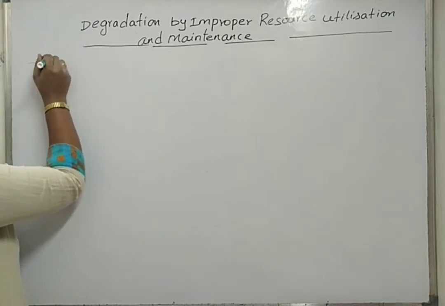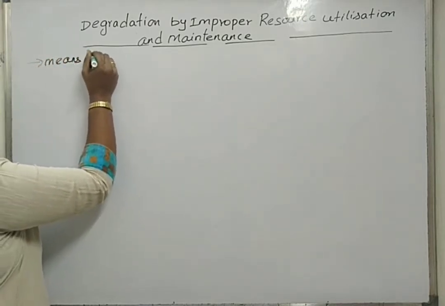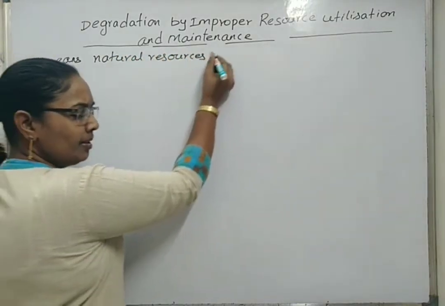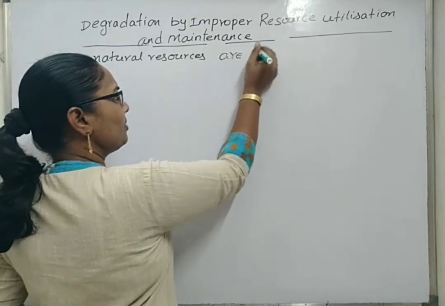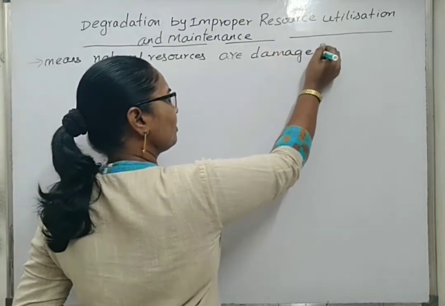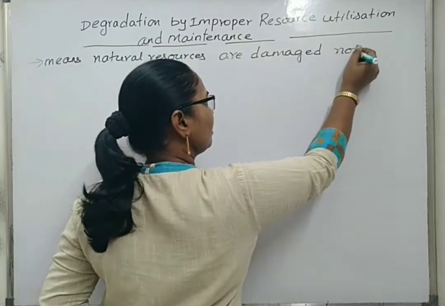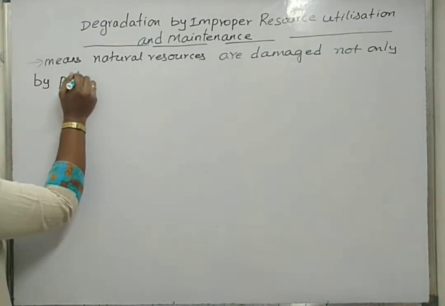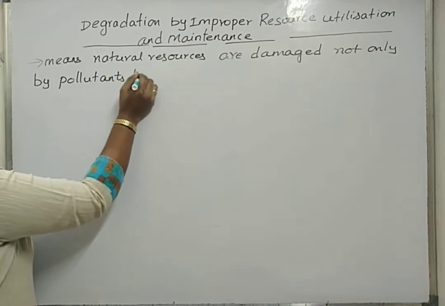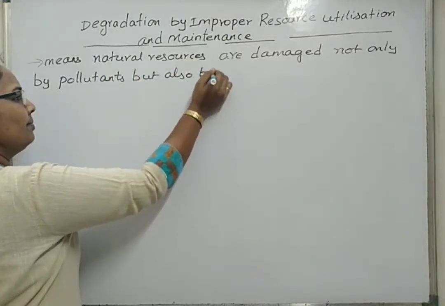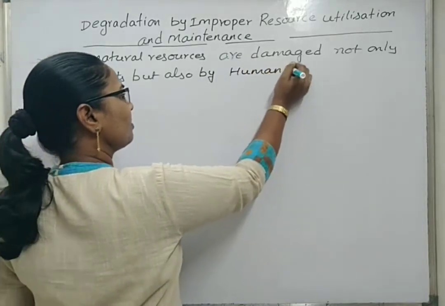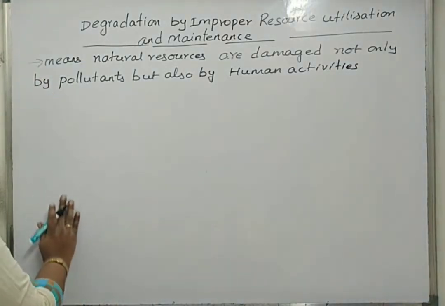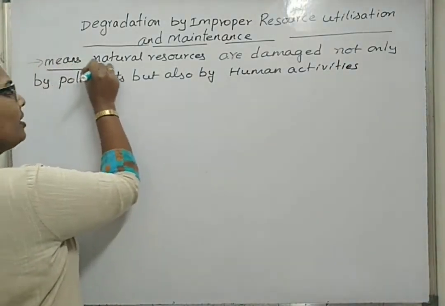So what does it mean? It means natural resources are being damaged not only by pollutants but also by human activities. So, some examples are given for these damaged natural resources.